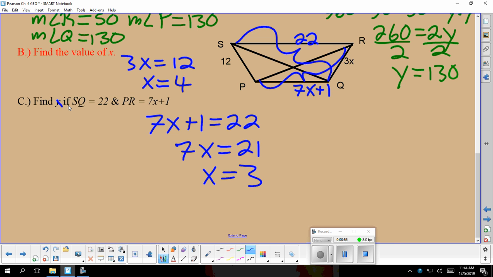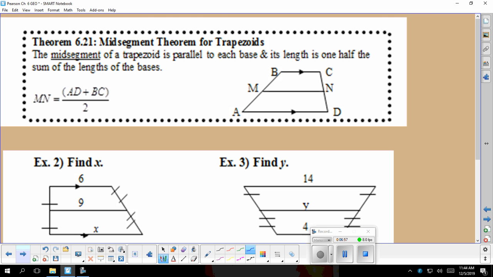All right, the next big idea is the idea of mid-segments. We remember mid-segments in triangles, right? Mid-segments in triangles connect the midpoints of two sides of the triangle, and we remember that they were half as long as the third side, parallel to the third side. So the mid-segment of a trapezoid is parallel to each base. So it's parallel to the top and the bottom. And its length is 1/2 the sum of the two bases. So it's the average of the lengths of the two bases.